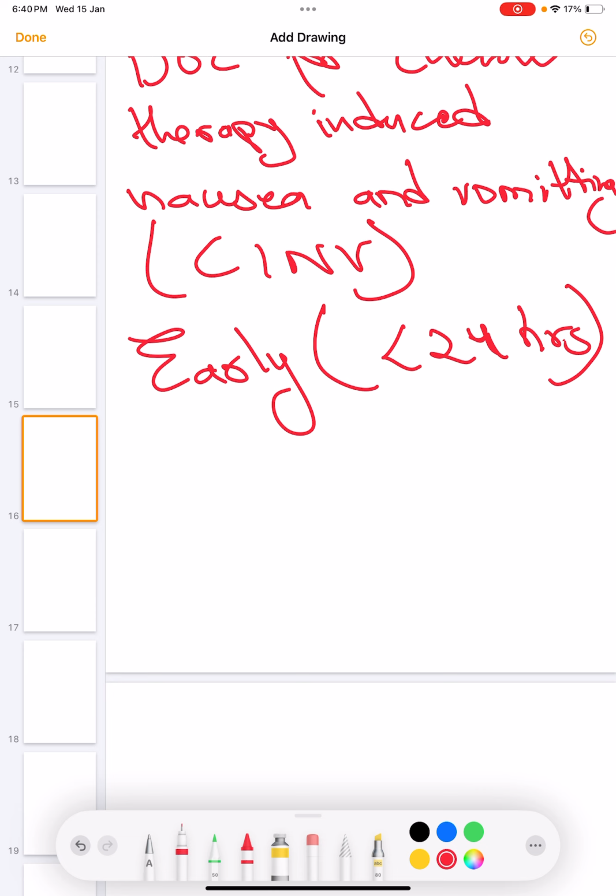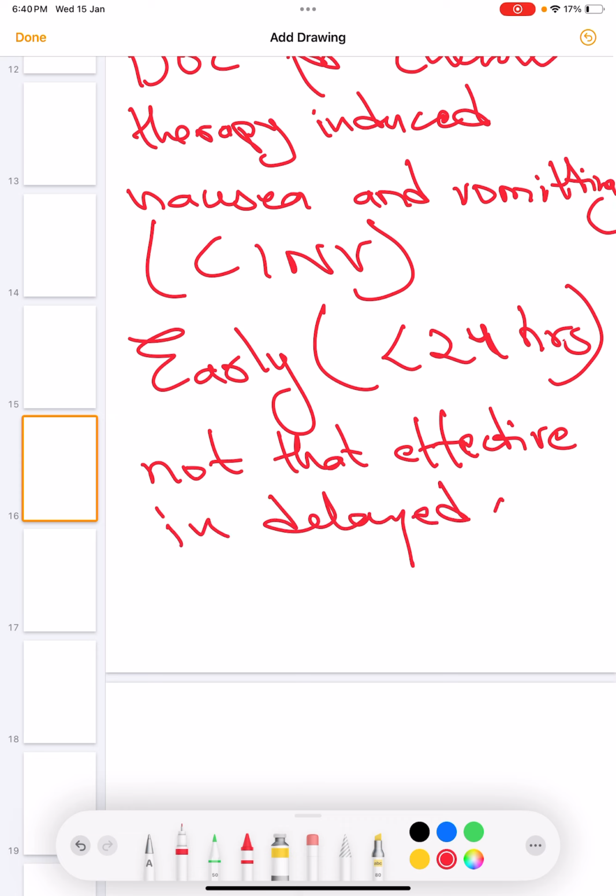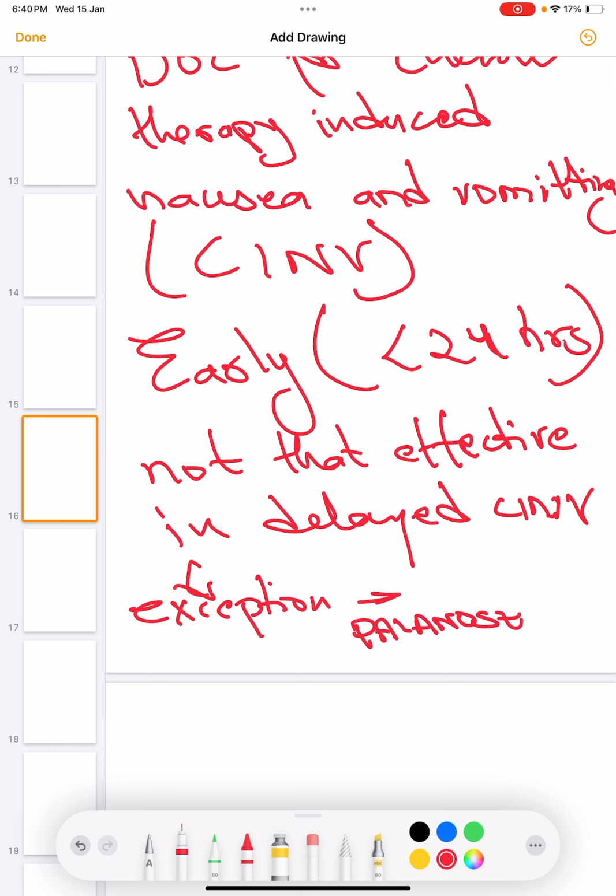They are not that effective in delayed type of chemotherapy induced nausea and vomiting. Not effective in delayed type of CINV. What is the exception here? Palonosetron. It is most efficacious for early chemotherapy induced nausea and vomiting, and also has efficacy in delayed chemotherapy induced nausea and vomiting.